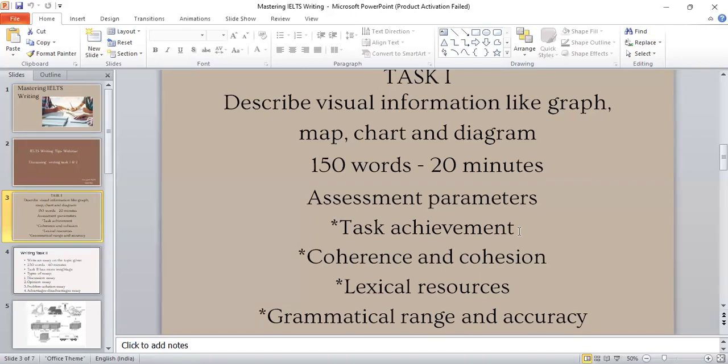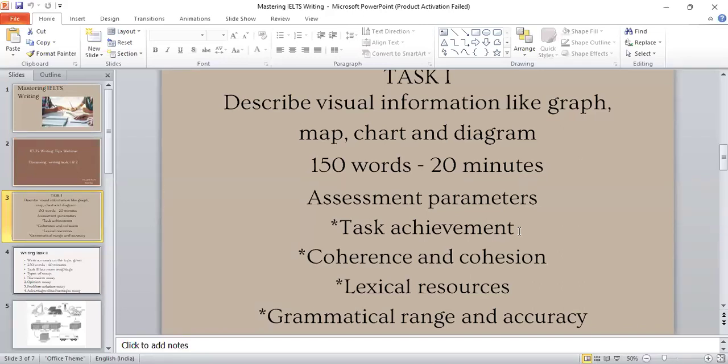Task 1 and task 2, these two tasks demand different grammatical structures. For example, in task 1, when you are given a chart or a map or a graph or a process chart, you have to use passive voice there because you are not giving importance to the person who is doing the action. Instead, the importance is given to the action itself. So you have to use passive voice in task 1.